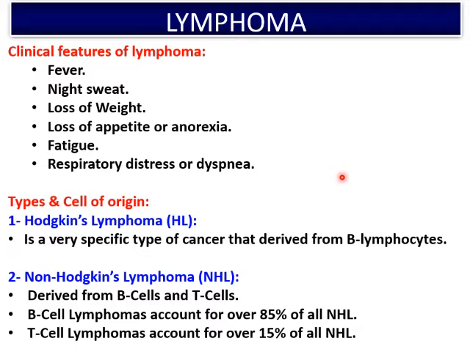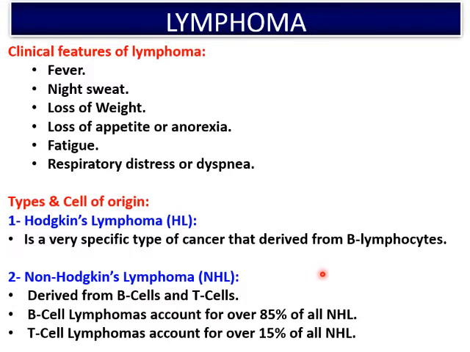Types and cells of origin of lymphoma. Lymphoma is classified into two large types. The first type is Hodgkin lymphoma. The second type is non-Hodgkin lymphoma. The cell of origin differs between the two types. Hodgkin lymphoma is a specific type of cancer derived from B lymphocytes only. So Hodgkin lymphoma arises only from B lymphocytes.